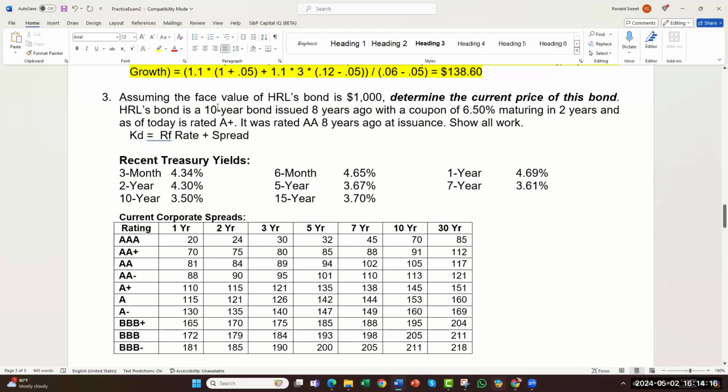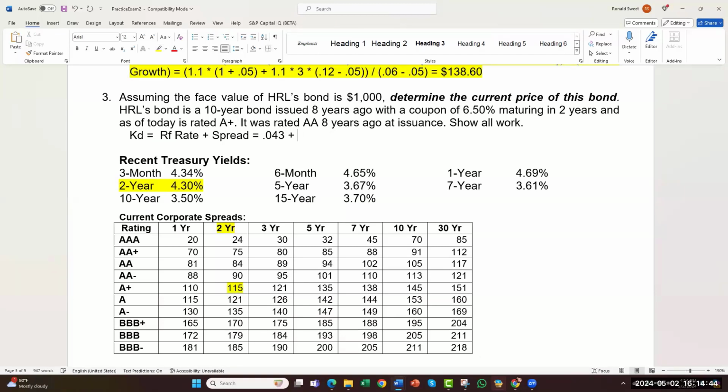So it's a 10-year bond issued 8 years ago, so it's a 2-year bond. The risk-free rate is going to be 4.3% because it's a 2-year bond. It was rated AA 8 years ago, but that doesn't matter. Today it's A+, so we're going to use a spread of 115.